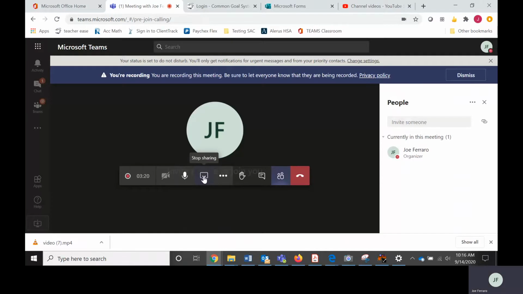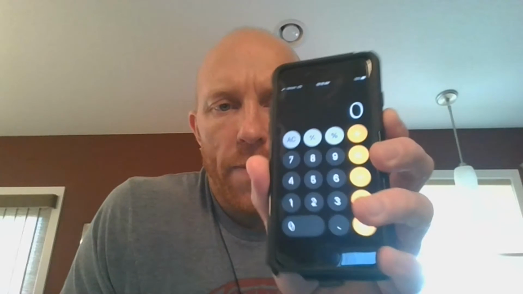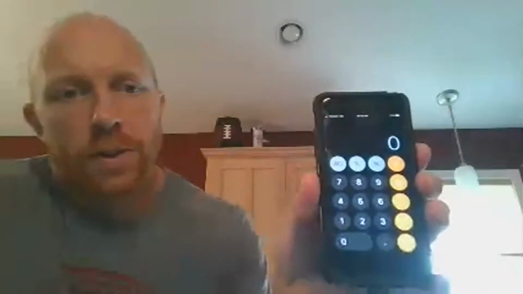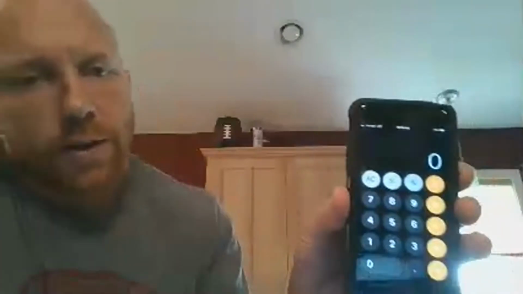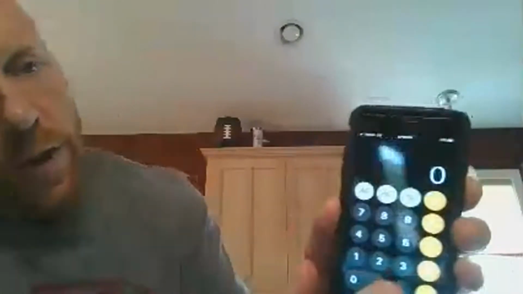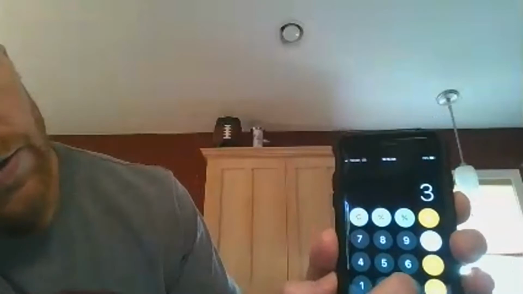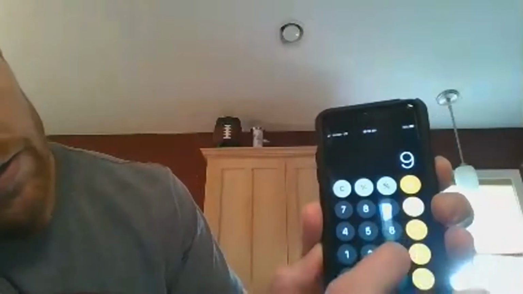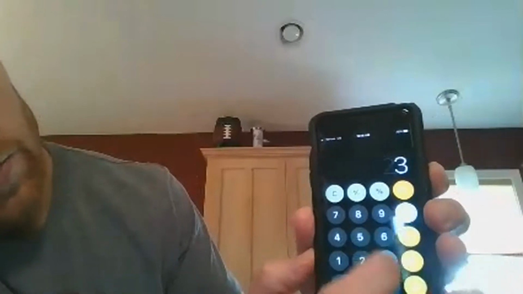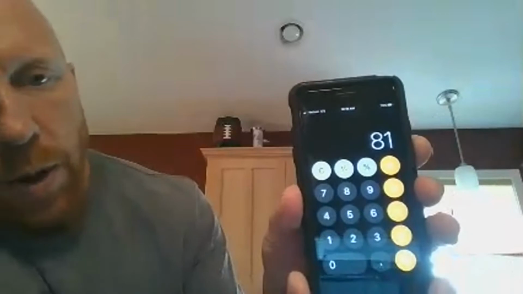So I'm going to hold this here. Okay, if you have your calculator and you hold it this way, you could do, let me see if I can move that out of there. Okay, so we could go 3 times 3 times 3 times 3 equals 81.